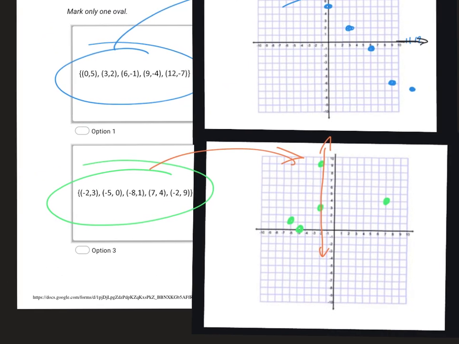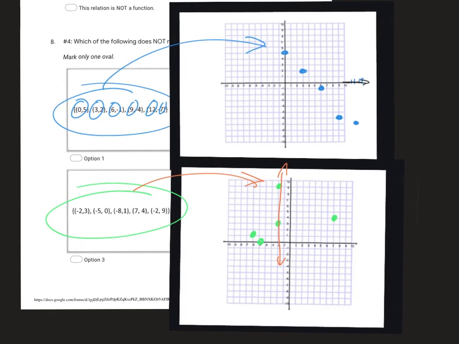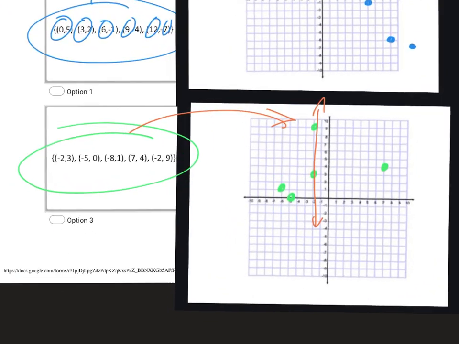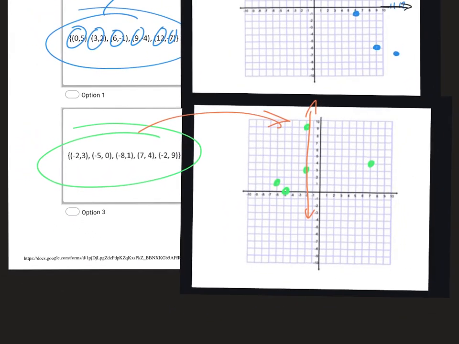In option 1, all of the x values are different. So what that means is that when you go to graph them, you know you're not going to have any coordinates that are stacked on top of each other, right? So if all your x's are different, it's going to be a function. But then for this one, see here how we have two of the same x's.